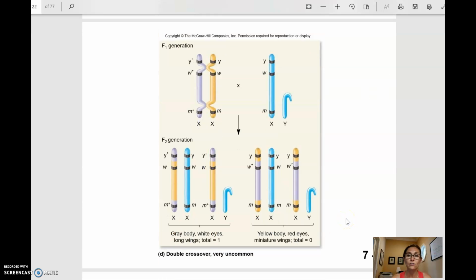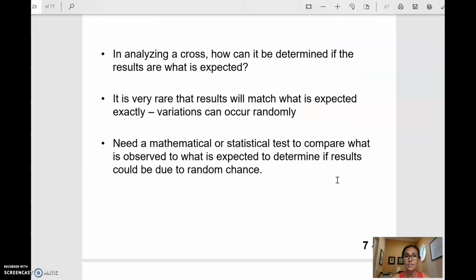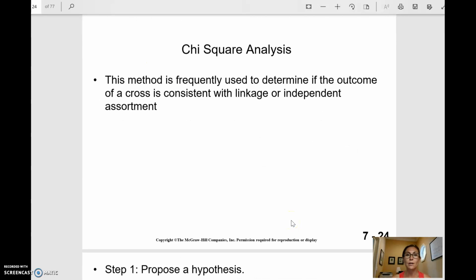So what you're looking at are a bunch of slides showing you different possibilities for crossing over, and basically showing you how often or how hard it would be to separate body color, eye color, and wing length. So it's very rare sometimes to separate these things. And basically it came down to needing a mathematical or statistical test to determine whether or not these recombinants were random. So guess what? Ta-da!